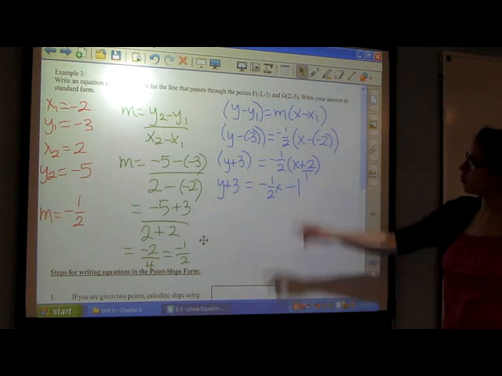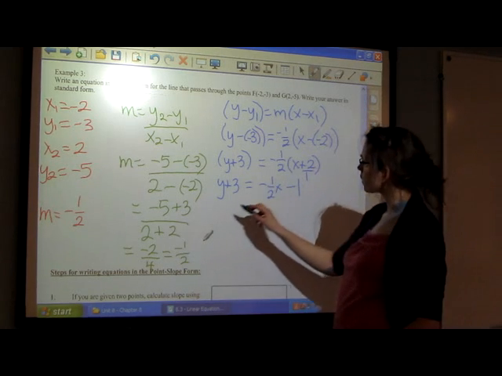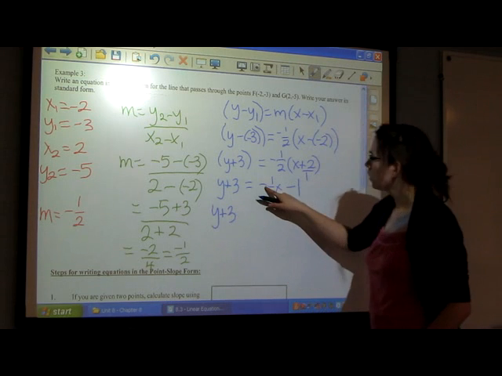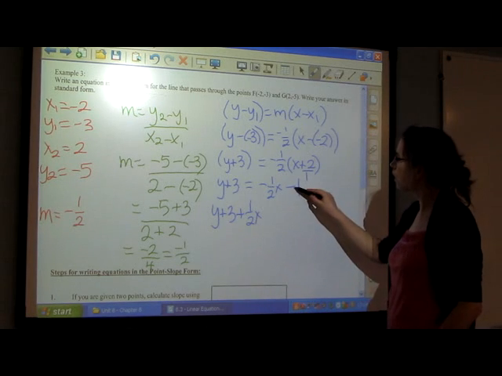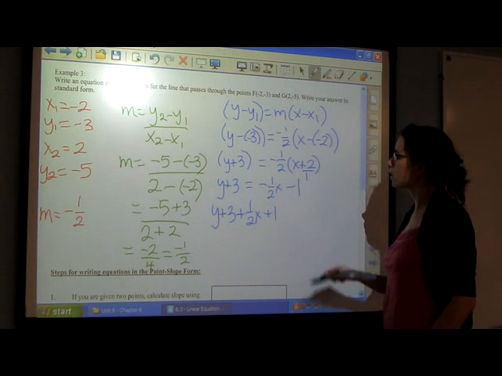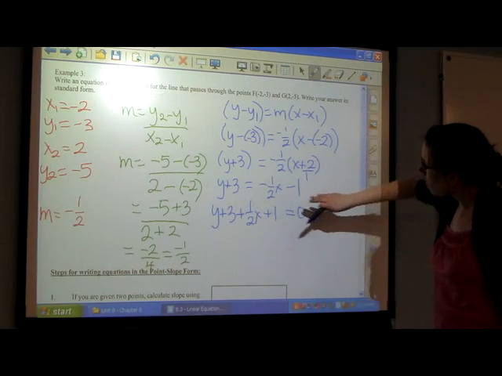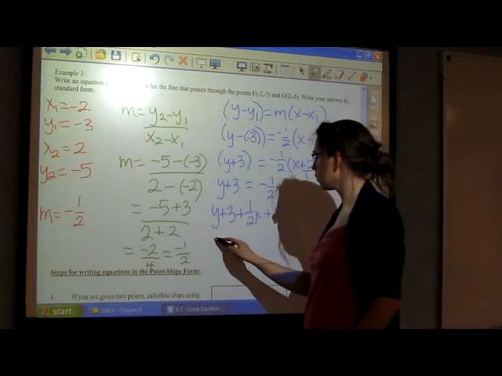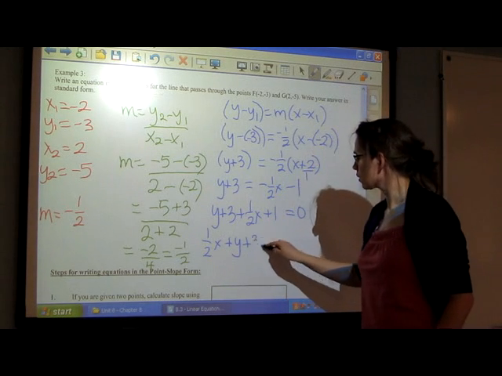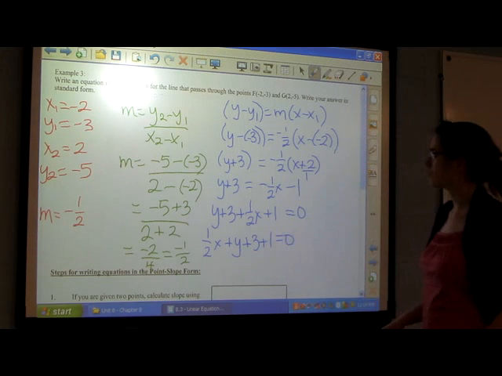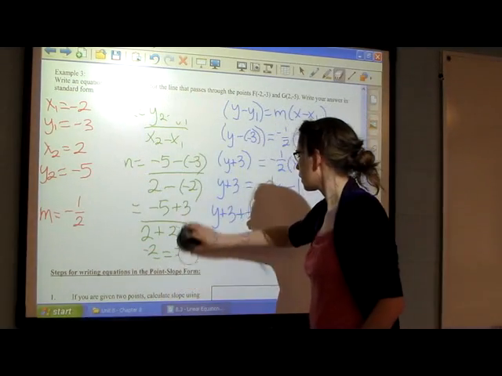At this point, we want to put things into standard form, so I'm just going to move everything off to the left-hand side. So we have y plus 3. Since I have a negative here, I will be adding 1/2 x. And since I have a negative here, I'll be adding 1 and just putting my equal sign with my 0 over on this side. I want to make sure that I rearrange so that I have my x term first. So I have 1/2 x plus y plus 3 plus 1 is equal to 0. Hopefully you have this green stuff down by now.